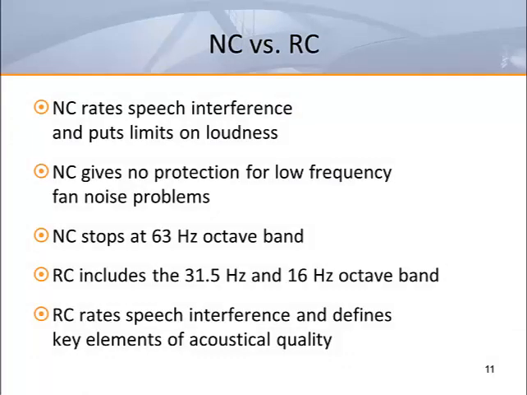So NC ratings provide limits on overall loudness or speech interference, but the lowest octave band is centered on 63 Hz, so it doesn't cover some low frequencies that are very important to acousticians. Room criteria, or RC, addresses this shortcoming with two additional octave bands centered on 31.5 and 16 Hz. More importantly, RC also provides an indicator of acoustic quality.